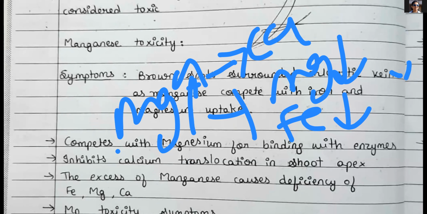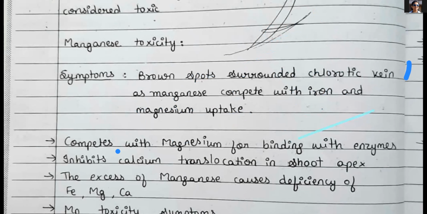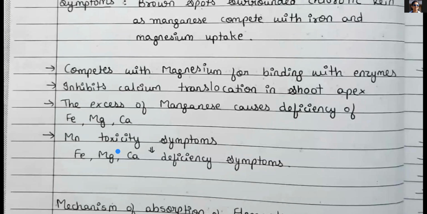So can I say that this manganese toxicity can lead to calcium deficiency also in the plant? Yes or no? Manganese toxicity can lead to calcium deficiency. Right. So that's why this statement is given: excess of manganese causes deficiency of these three, iron, magnesium, calcium.